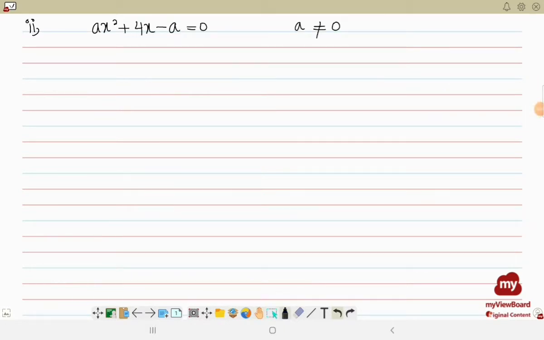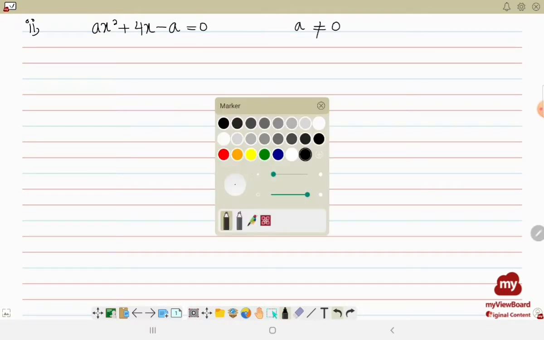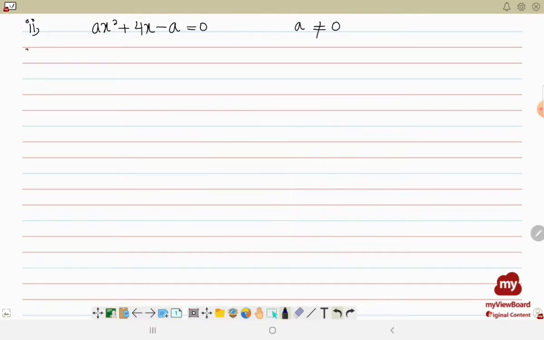Let's solve one more sum. The quadratic equation, which we have to solve by the method of completing square. Let's solve it stepwise. Solution. The first step was to make the coefficient of x square as 1. So here the coefficient of x square is a. So we are going to divide the whole equation by a, so that our coefficient of x square becomes 1.